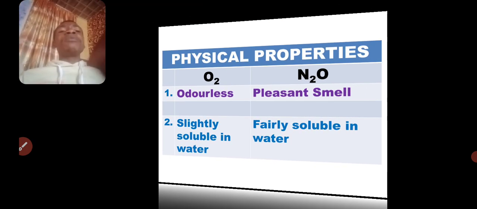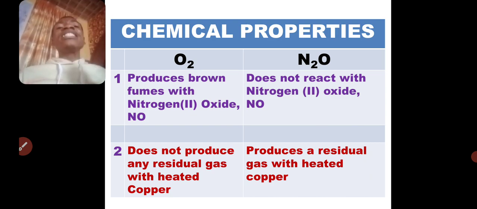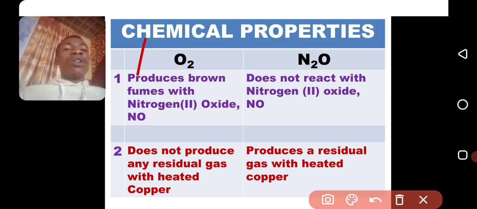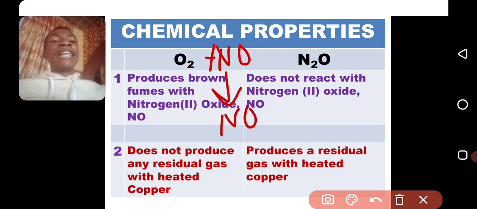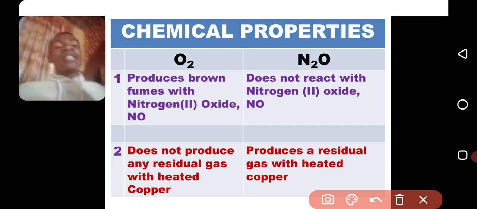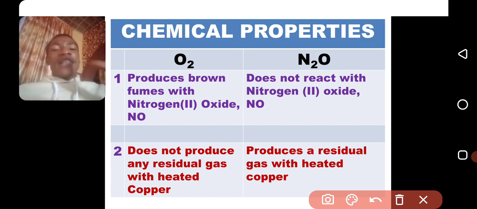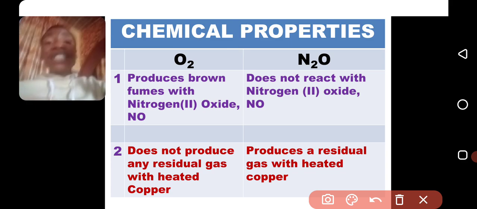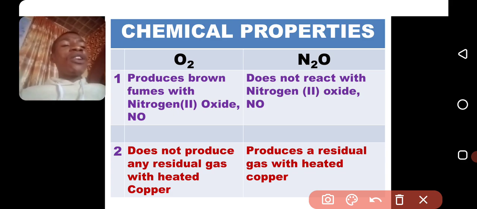You can also distinguish between the two of them by using their chemical properties. Number 1, oxygen reacts with nitrogen(II) oxide, NO, to give you a brown gas called nitrogen(IV) oxide, NO2. So if you pass nitrogen(II) oxide, that's NO, into a gas that contains oxygen, the color of the gas will turn brown. That means oxygen is present there. Oxygen can react with nitrogen(II) oxide, but nitrogen(I) oxide cannot react with oxygen.